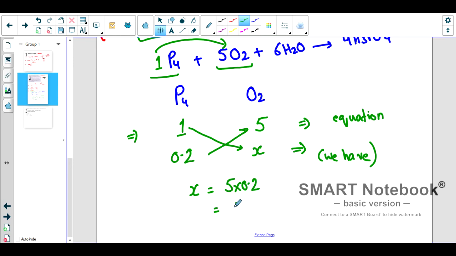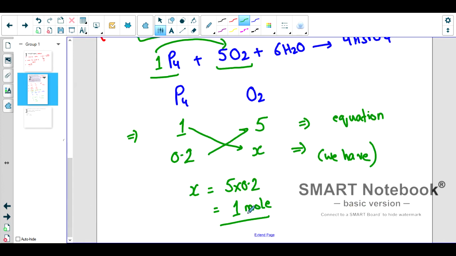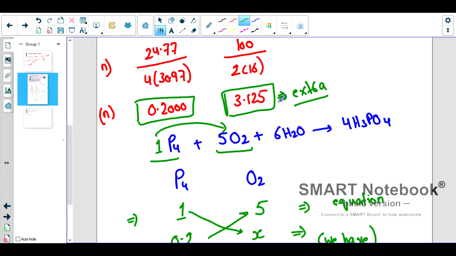So you need only how much? 1 mole. This means that for 0.2 moles you only need 1 mole of oxygen, but you have 3.125 moles. So it means you have extra oxygen with you, because you need only 1 mole for 0.2 moles of phosphorus, but you have 3.125 moles. So you have an extra 2.125 moles.